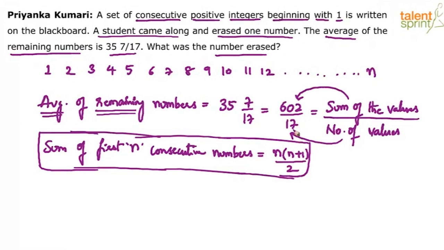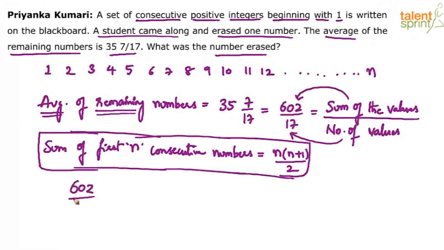Or even if you assume that there were 17 numbers, what is the sum of the first 17 numbers? 17 into 18 by 2. Will 17 into 18 by 2 be close to 602? See, the point that I'm trying to make is, if you observe, we have converted this fraction 357 by 17 to this form, 602 by 17.